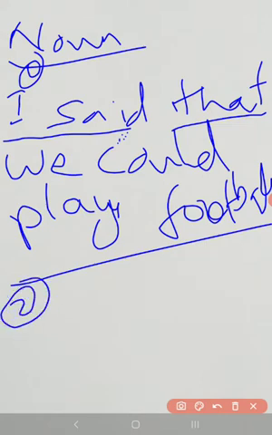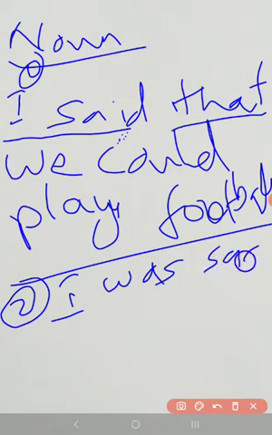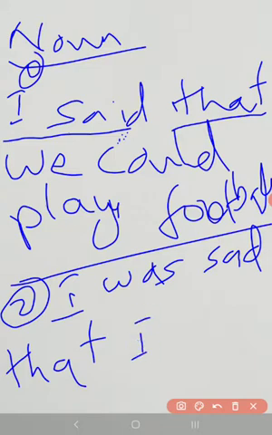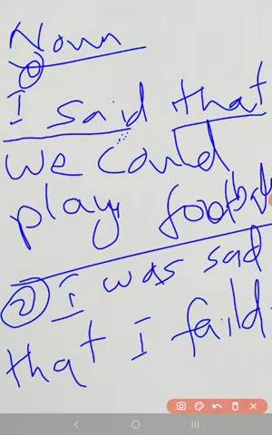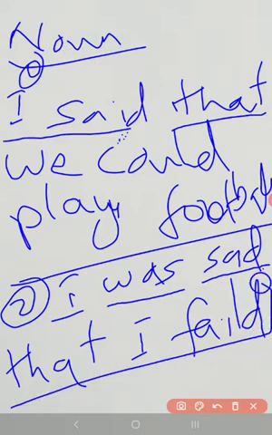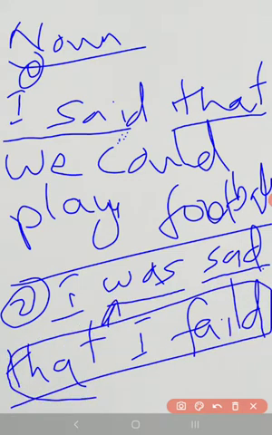Second example: I was sad that I failed. Now here sad is not a noun. Sad is actually an adjective. What is important is I was, my state of being. I was what? I was sad that I failed. So this one is describing the whole thing. So it's a noun clause here.